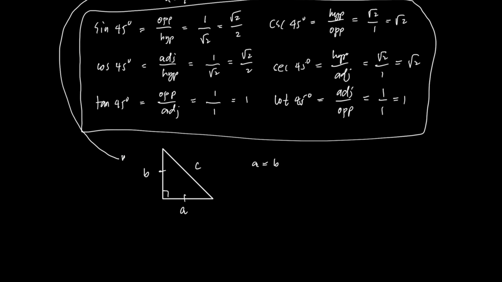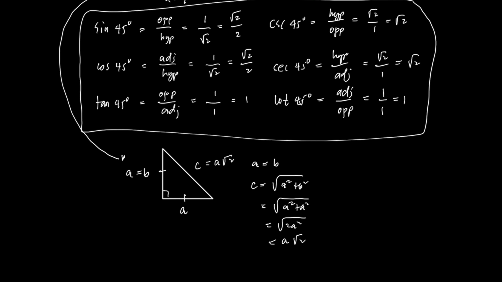So how do we compute now C? B here is just equivalent to A. C is the square root of A squared plus B squared. Okay? And B squared is just A squared. So A squared plus A squared, that's the square root of 2A squared, which is A square root of 2. So this one here is A square root of 2.